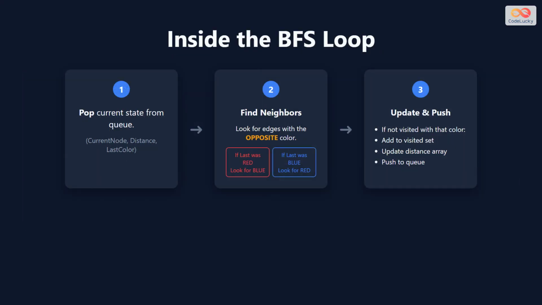In our main loop, we pop the current node and the color of the previous edge. If the previous edge was red, we only look for neighbors connected by blue edges. If the previous edge was blue, we only look for red neighbors. We then update the distances and push valid moves to the queue.